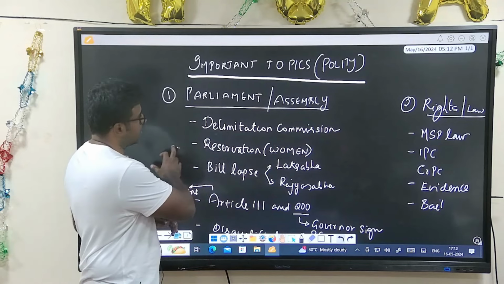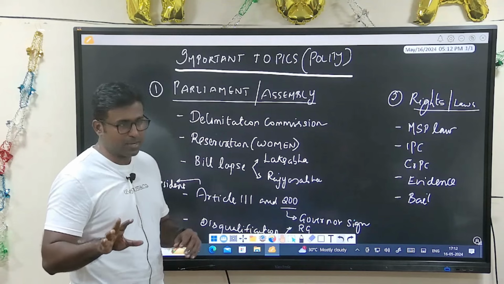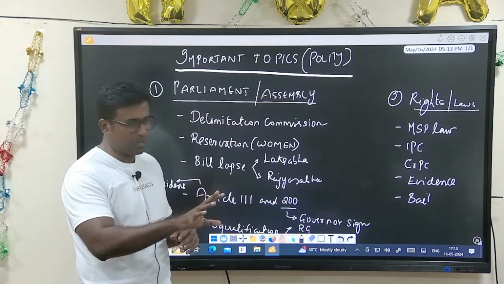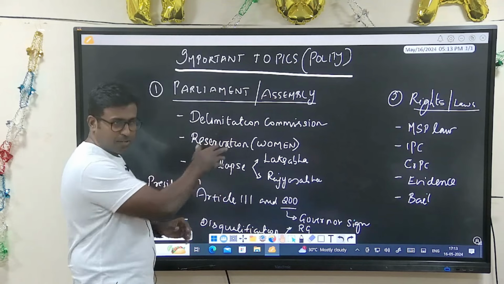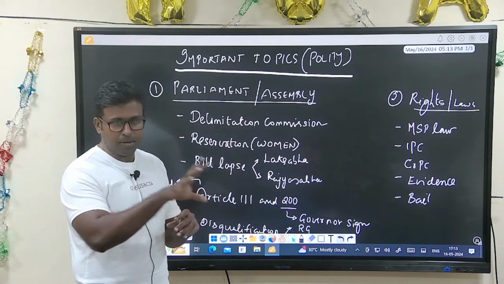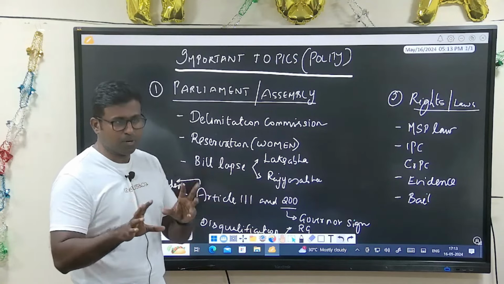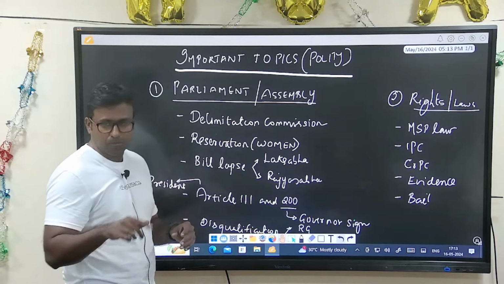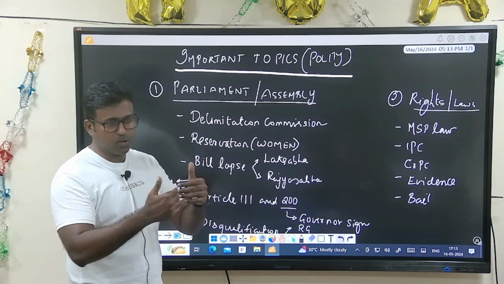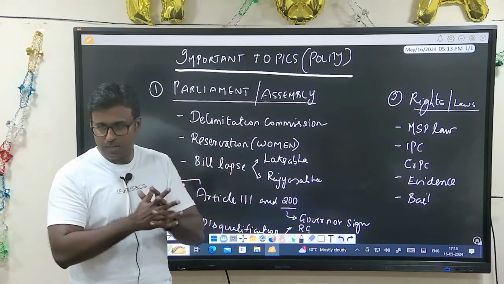So the first theme is actually to go through the Parliament chapter very well this time. Parliament chapter, you have to cover everything. The composition: how the Lok Sabha is there, how the Rajya Sabha is there. This time the composition is important because there is a delimitation commission which is going to come, which is going to increase the seats, and how it is going to be increased between the southern states and the northern states. That's a debate.